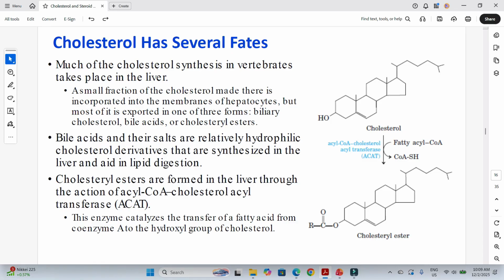And remember, much of the synthesis of cholesterol occurs in the liver. Now, I've mentioned here another fate, cholesterol esters, right? So the cholesterol that is synthesized in the liver can actually be transformed into an ester. Cholesterol, for example, can react with fatty acyl-CoA, right? In the process, producing a cholesterol ester. Okay?